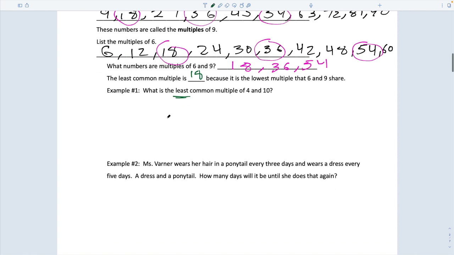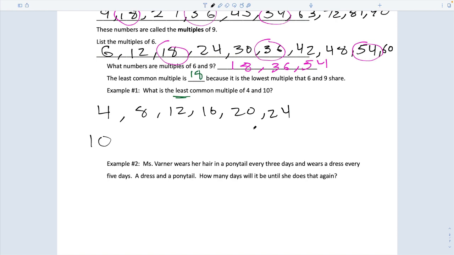Let's do example 1. What's the least common multiple of 4 and 10? When you get a question that's the least common multiple, we're going to just start listing them out. So let's start with 4, and then we're going to do 10 after. So I'm going to skip count with 4s. Help me out, Henry. So 8, okay, keep going. 12, okay, 16, okay, 20, okay. 24. I'm going to pause you.